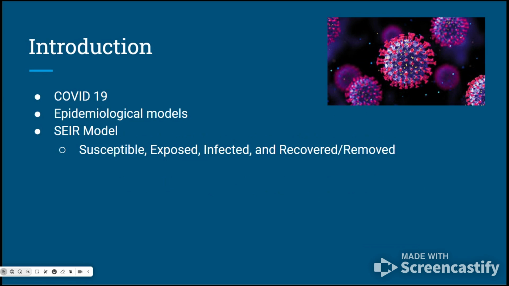The specific model that we chose to use is called the SEIR model. The SEIR stands for susceptible, exposed, infected, and recovered or removed. We looked at how the number of individuals in each of these categories changed over time during the COVID-19 pandemic.